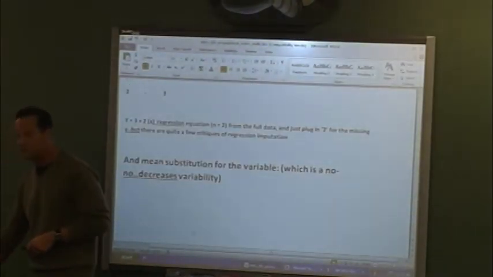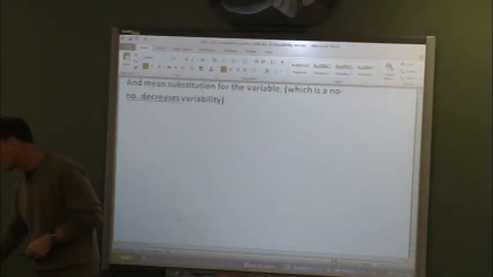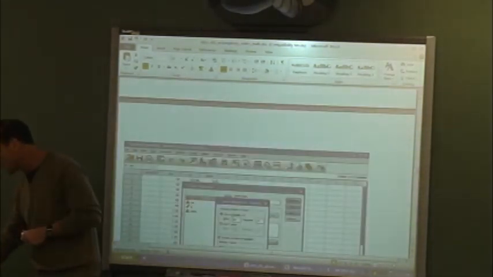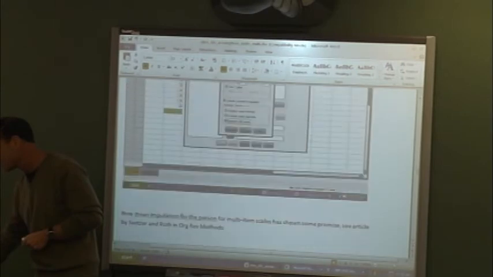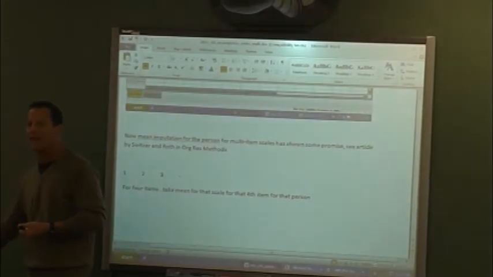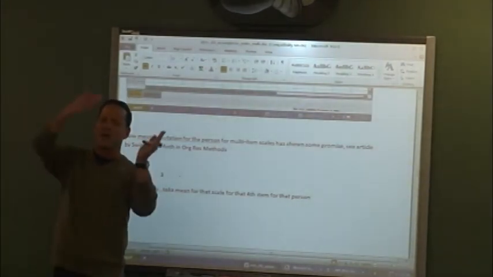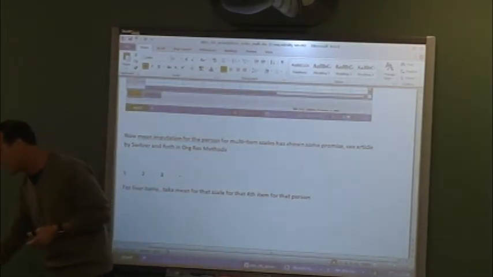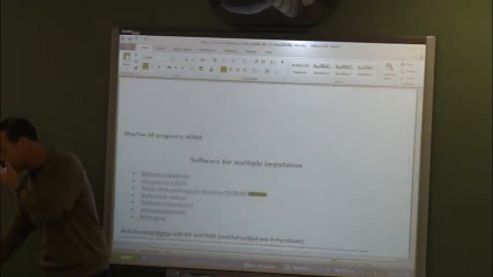How do we feel about mean substitution, everybody? I don't like it. Excellent. So you will not use mean substitution. Again, mean imputation for the person has some promise. A lot of stuff that's in the notes is now in that big PowerPoint slide, which I just created, so you will want to refer to that for the test.